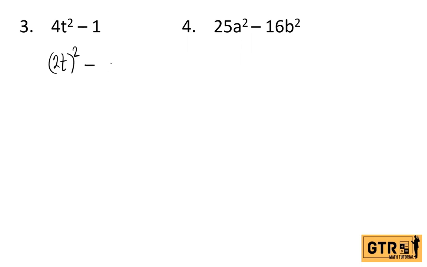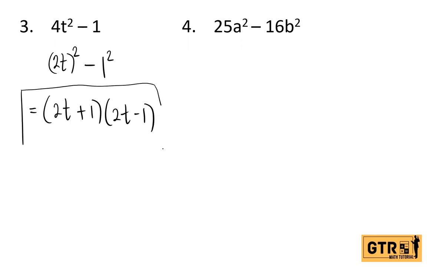Minus 1 can be, pwede natin lagyan ng exponent na 1. Since 1 times 1 or 1 to the power of 2, ayan, 1 squared, so that is also equal to 1. So therefore, it's now in the form a squared minus b squared. So therefore, the factors now are 2t plus 1 and then 2t minus 1. Okay, so ganun lang kasimple.